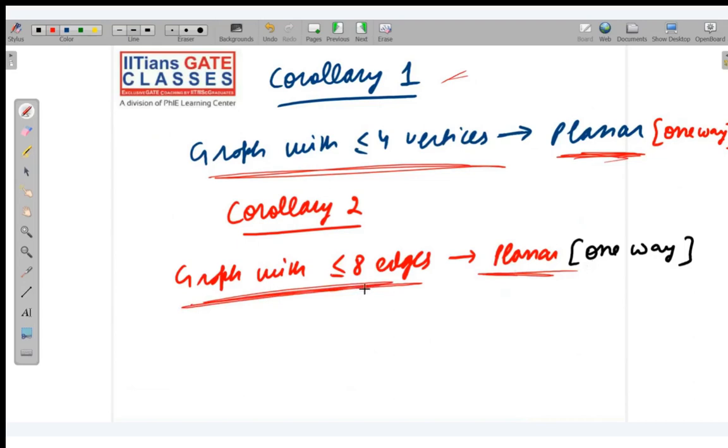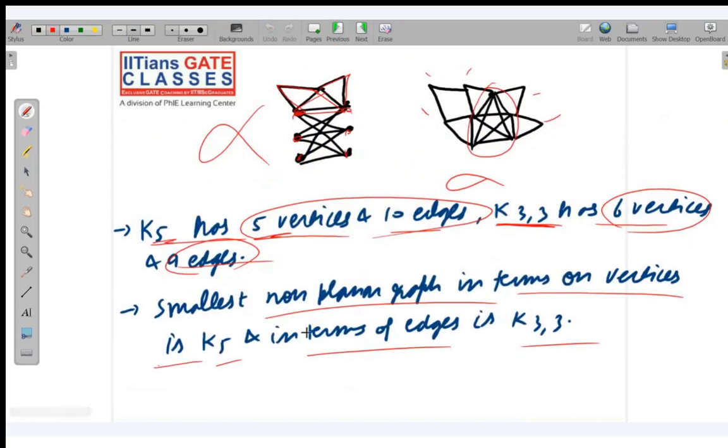K33 has 6 vertices and 9 edges. K5 has 5 vertices and 10 edges. So the smallest non-planar graph in terms of vertices is K5 and in terms of edges is K33. See, 9 edges is in K33, na? So if a graph has less than 9 edges, that means less than or equal to 8 edges, it will always be planar. Similarly, if a graph has less than 5 vertices, that means less than or equal to 4 vertices, it will always be planar. That is what we have written here, corollaries.